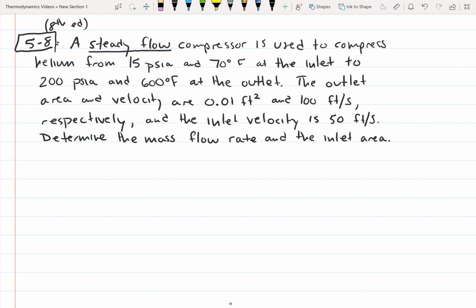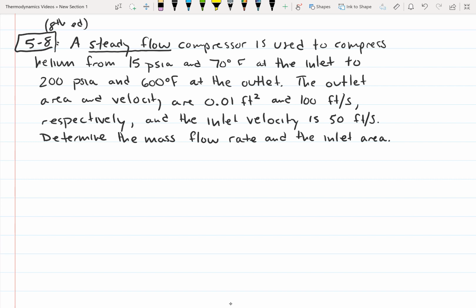Oh, and first I want to mention that both of the problems I'm solving came from the 8th edition of Thermodynamics: An Engineering Approach, by Cengel and Boles. These problems are also in the 9th and probably some earlier editions as well, but they're just going to be a different problem number.